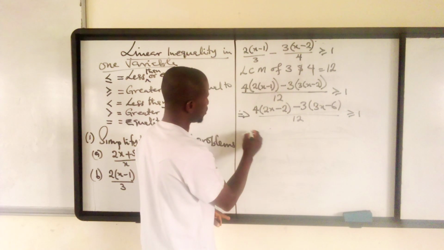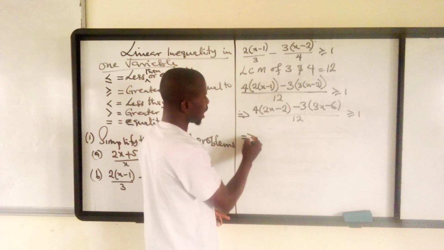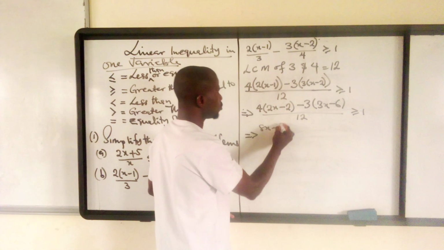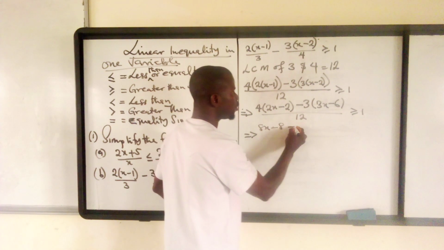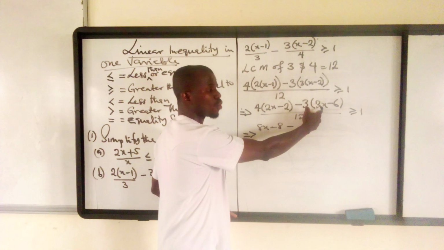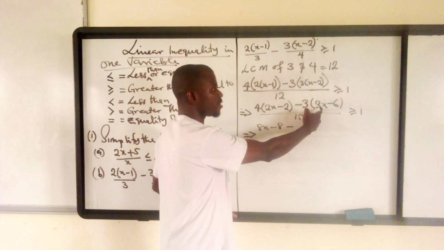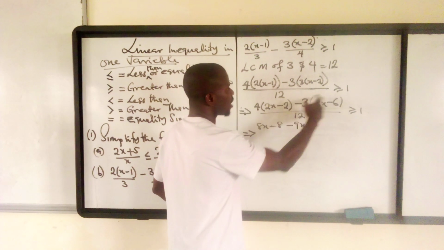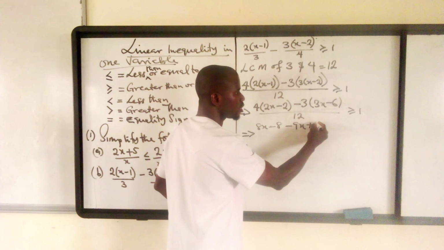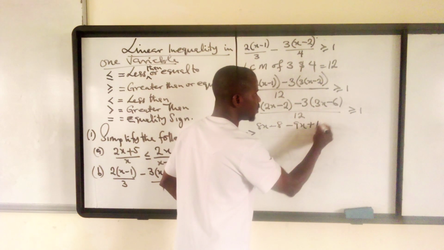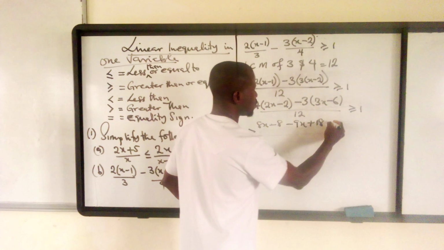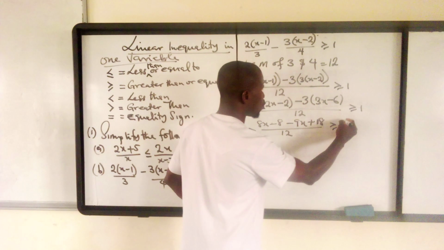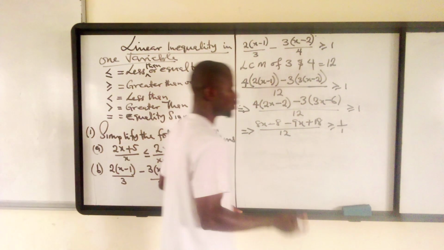Now let's forge ahead. This implies 4 times this is 8x, minus 4 times 2 is 8. Minus 3 times plus 3x is 9x. Minus 3 times minus 6 is plus what? Plus 18. Divided by 12, greater or equal to 1 over 1. 1 over 1 is still 1.